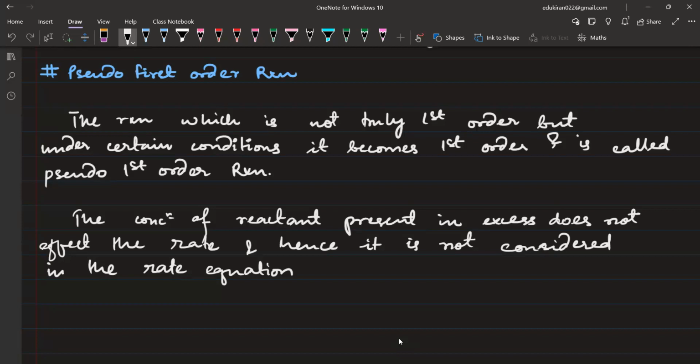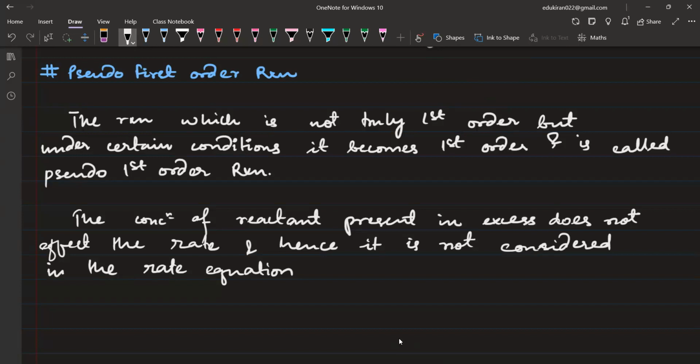If, for example, reactant A is 1 mole and reactant B you have taken 1000 moles, then if we make 1000 into 999, what difference will it make? That is why we are not going to consider even B in the rate law expression, because the concentration of B is not going to affect the rate of the reaction when it is already in excess.